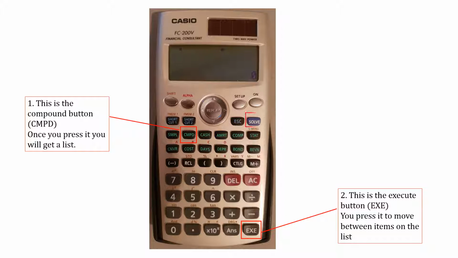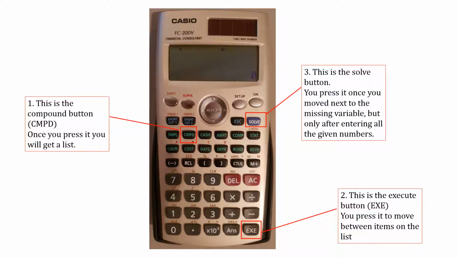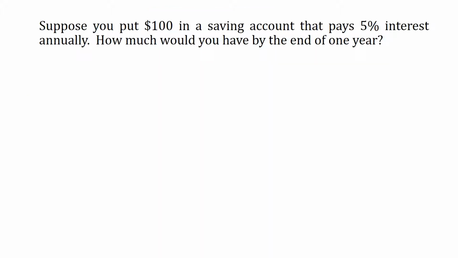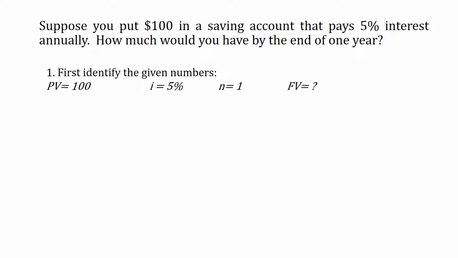And then we have the solve button. You only use it once you have entered all the numbers that you have, and then you move next to the missing variable and you press solve. It will give you the value of the missing variable. Now let's put this into practice. We will be using the same exercises we used earlier, just to make it easier for you. So we have the given values PV, I, and N, and we are trying to solve for FV.